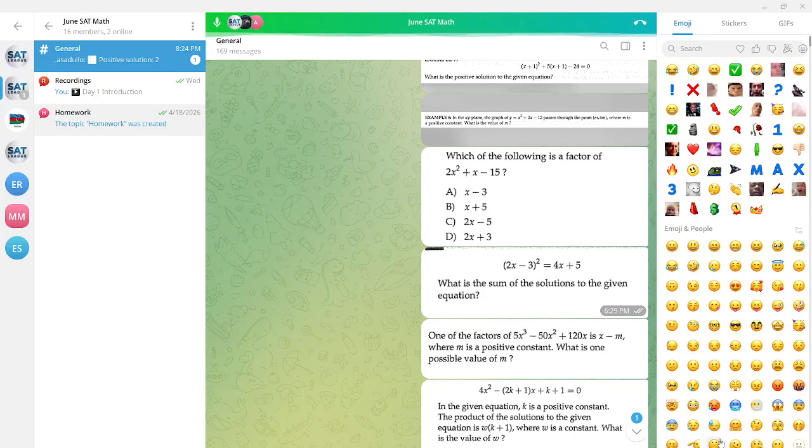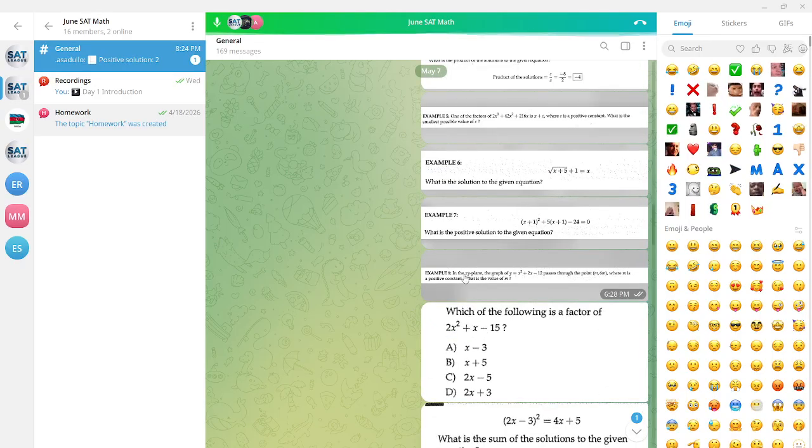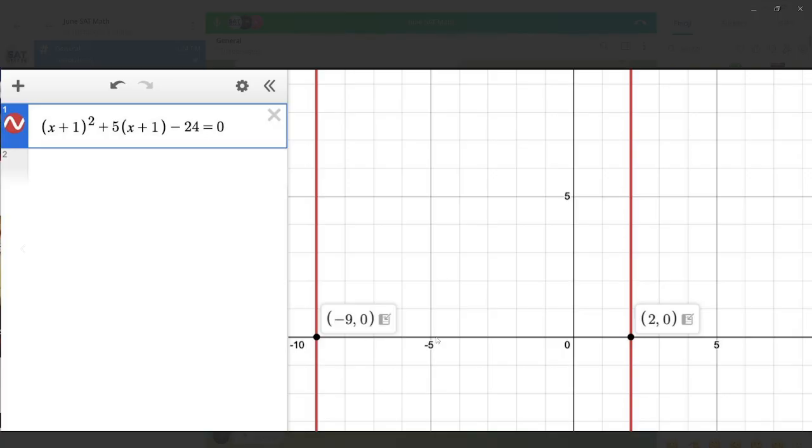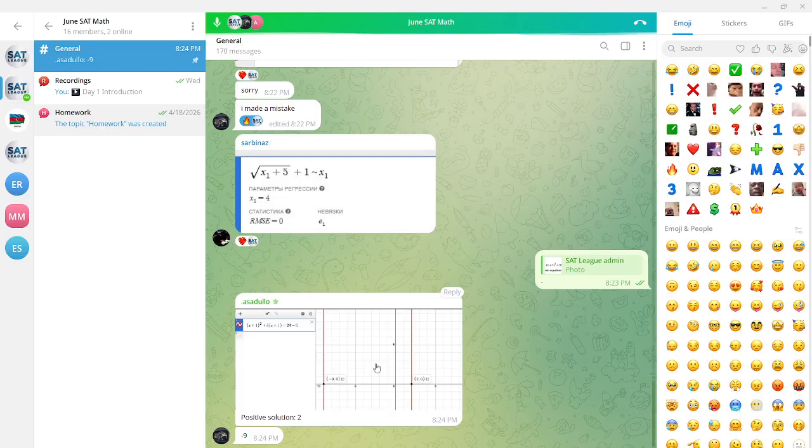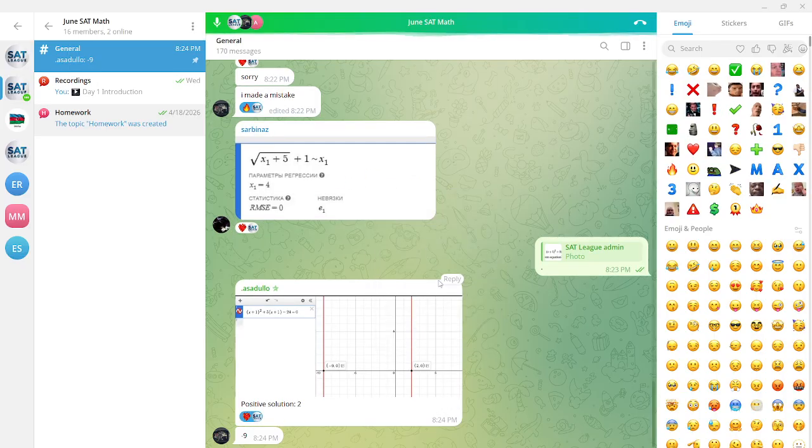Positive solution 2. All right. What about the negative solution? Negative solution is what value? Negative 9. Right, if you have written it correctly, it must be right. Yeah, again, right answer.